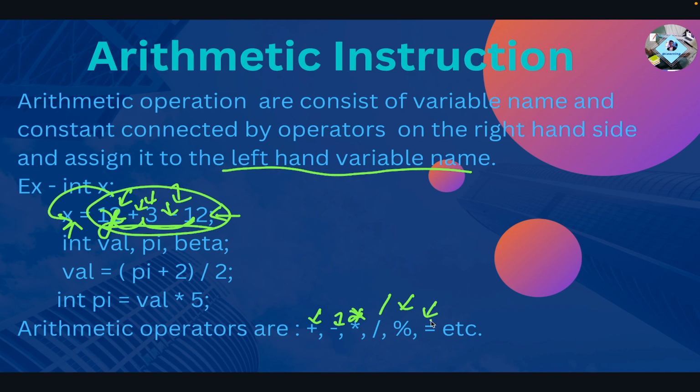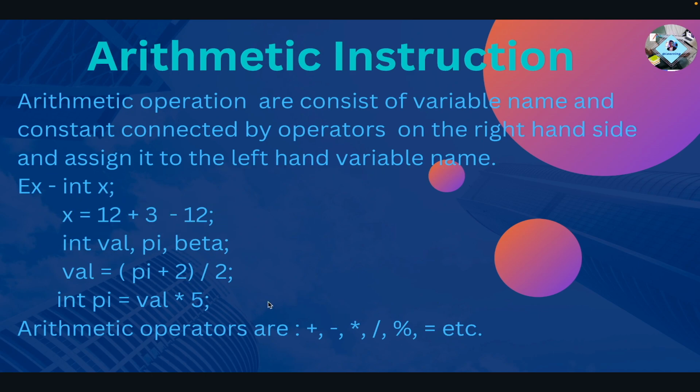And this is the assignment operator. It just stores the value in the left hand side. So in x this value will be stored. Here you can see integer, there are three variables, right: val, pi and beta. In val we are calculating this, adding this 2, then dividing by 2. So int pi equal to, this is the division operator and this is the multiplication operator.